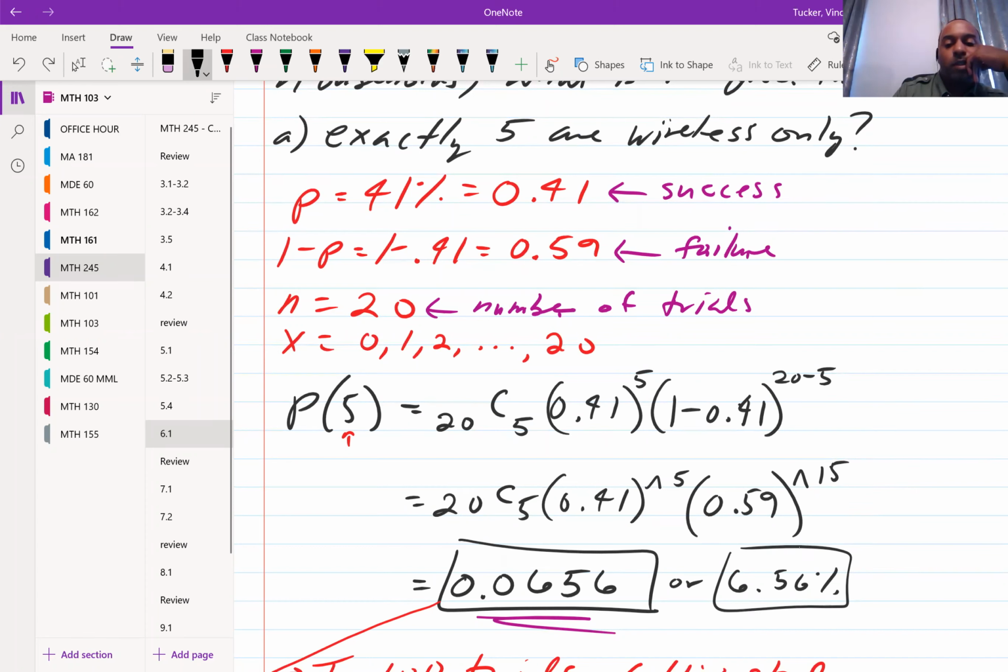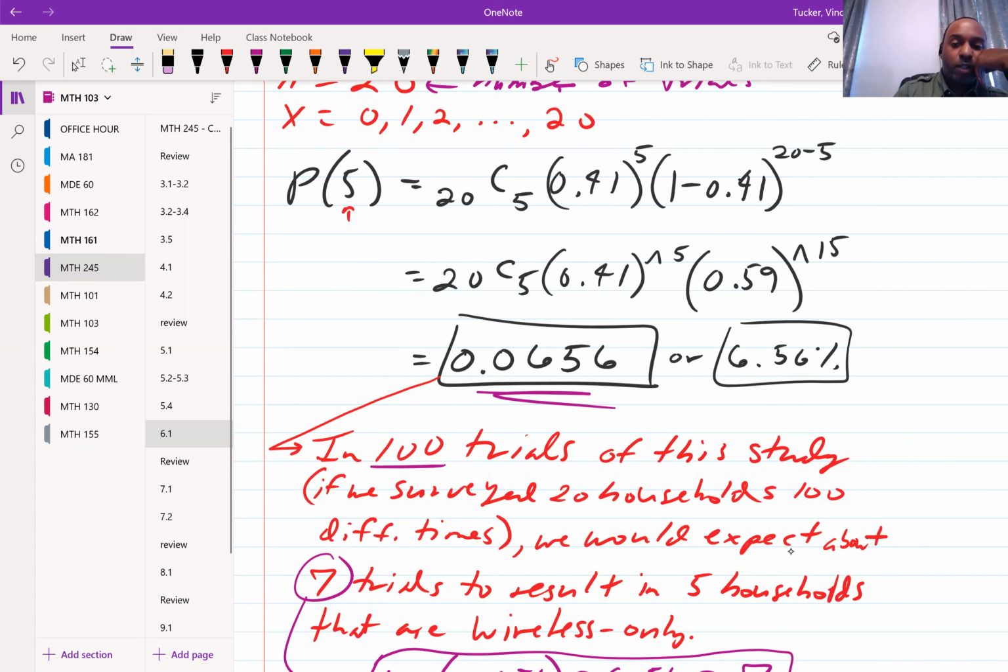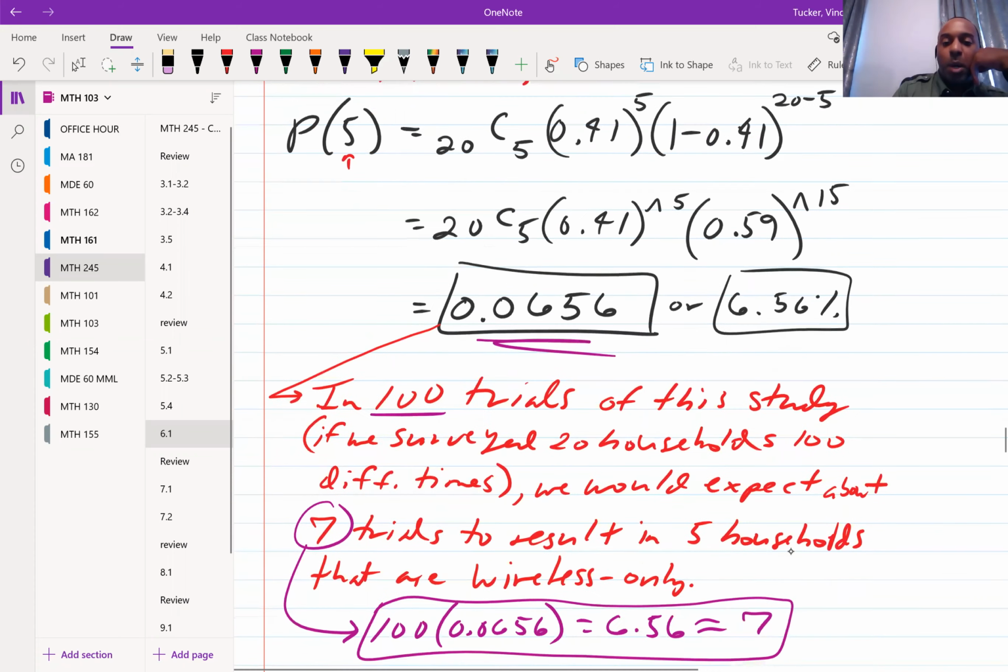So this statement right here, if they ask you a statement, where they give you a choice of statements to choose from as far as your conclusion is concerned. If they say, we talked about this before, in 100 trials of this study, and in parentheses, I put if we survey 20 households 100 different times. So that's what that means. We would expect about 7 trials to result in 5 households that are wireless only. And so you see where we got the 7 from. You take that 100 that they gave you, multiply it times that 0.0656, and that's about 6.56.